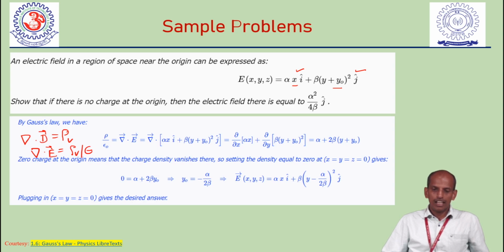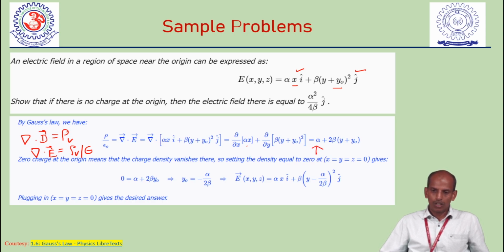Then taking the divergence. You know the formula for divergence in the Cartesian coordinate system? So yes, the formula for the divergence in the Cartesian coordinate system is like this: partial derivative of the x component plus partial derivative of the y component. When I take the partial derivative of the x component, it is alpha times x, where alpha is essentially a constant. So I will get the first term as alpha.